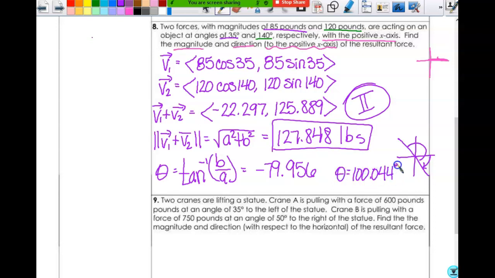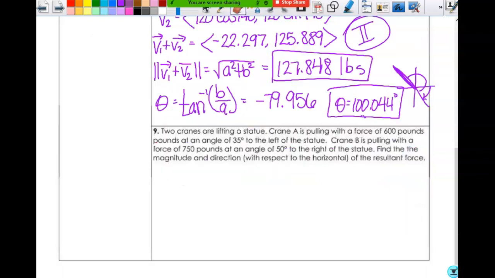Now, in this particular case, it's asking me for theta because it says to the positive x-axis. If I needed a bearing, if that's what I was going to have to figure out, I still have to get this angle because this is my actual angle. So I have to find this actual angle and then use that to figure my bearing out. Does that make sense?